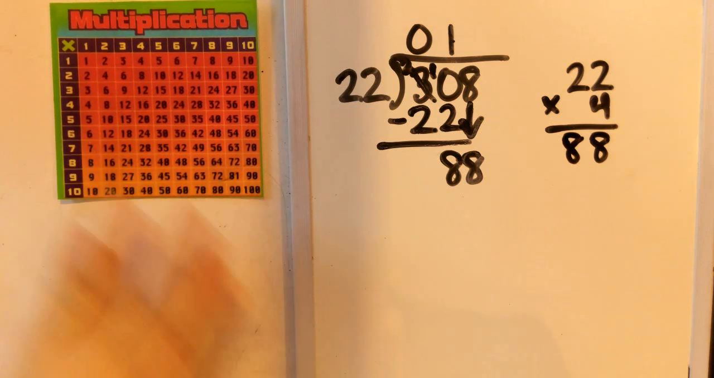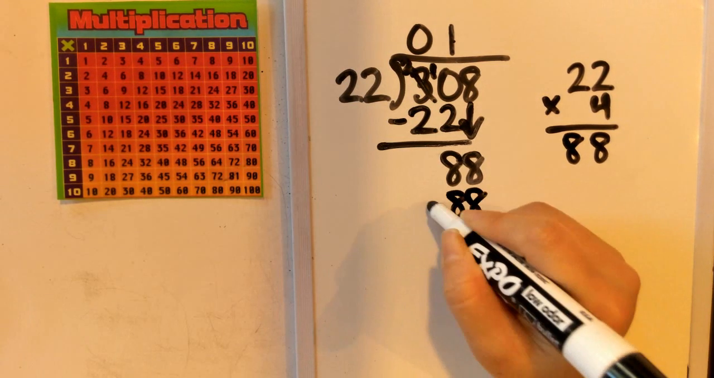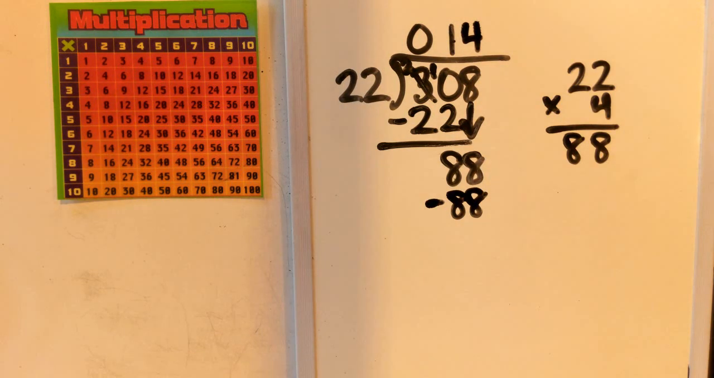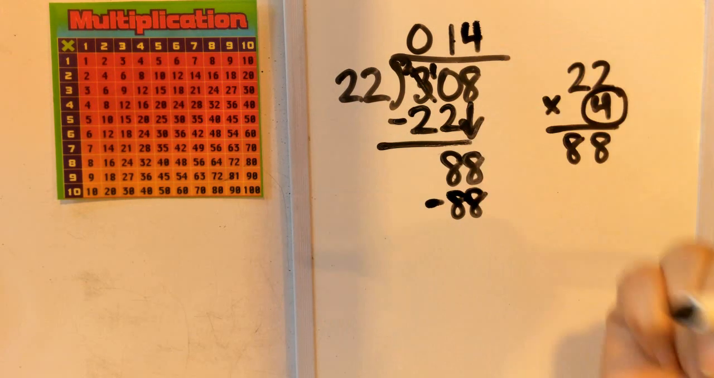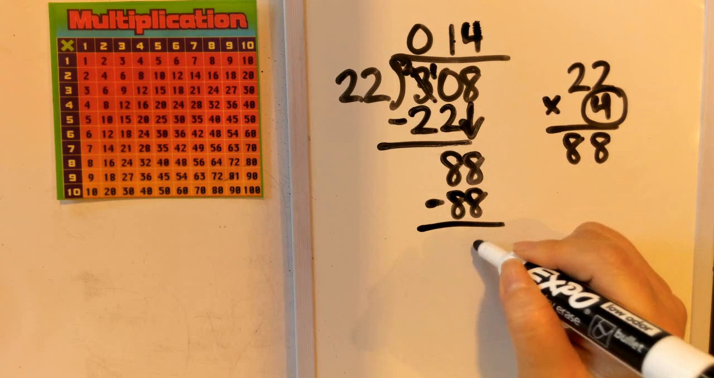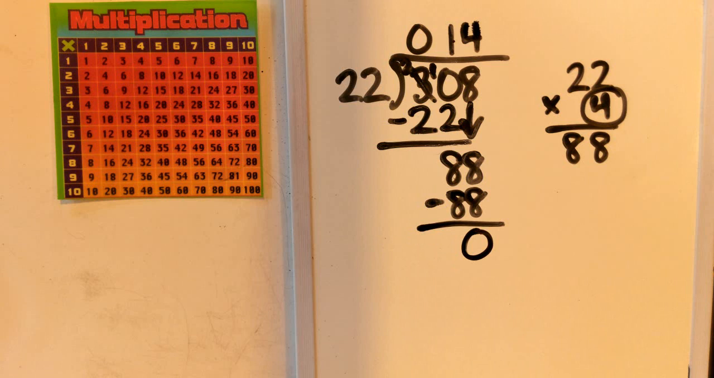Wow, look at that. It gave me right on 88. So that tells me I needed 4 groups. Okay, 4 groups goes in here, and I would need 88 marbles, and 88 minus 88 is 0. So again, that's how you can use the cover-up method and the multiplication chart in order to help you successfully solve for these problems.